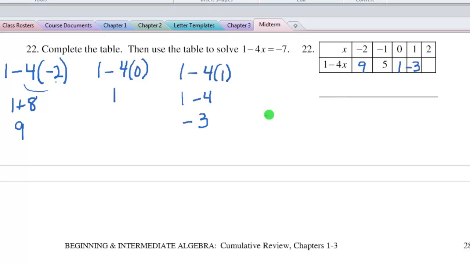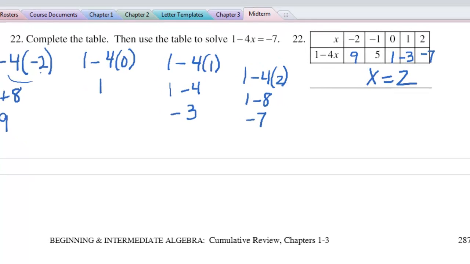And let's hope 2 is it, because that's our last number that's left. So substituting in the 2, doing our multiplication, 1 minus 8 is negative 7. And so x equals 2 is our solution.